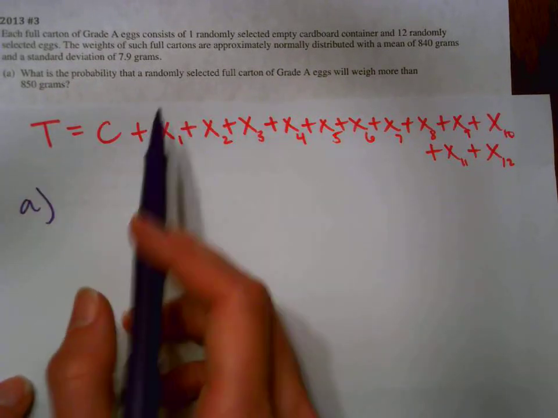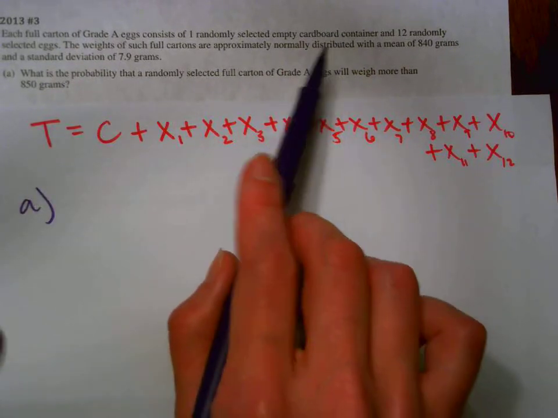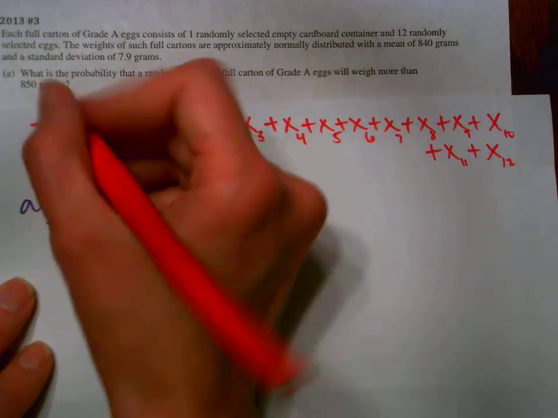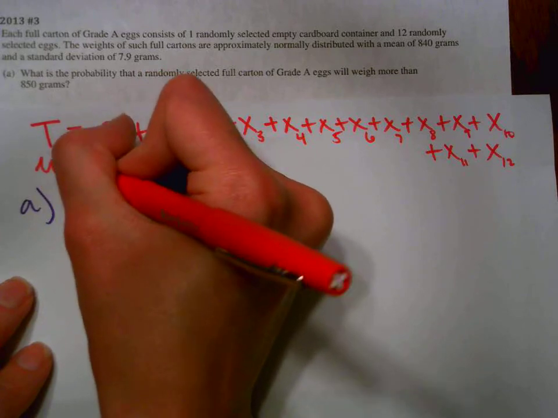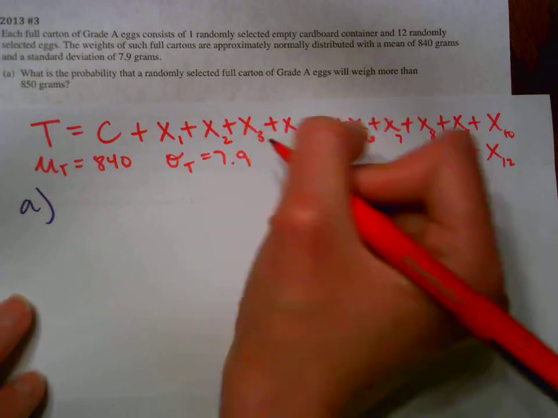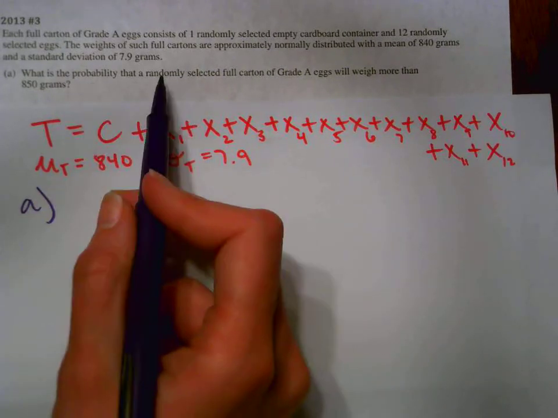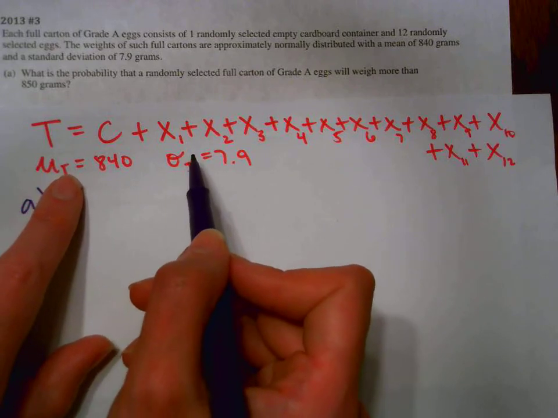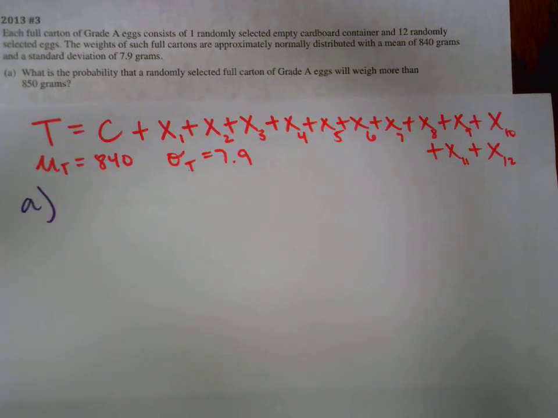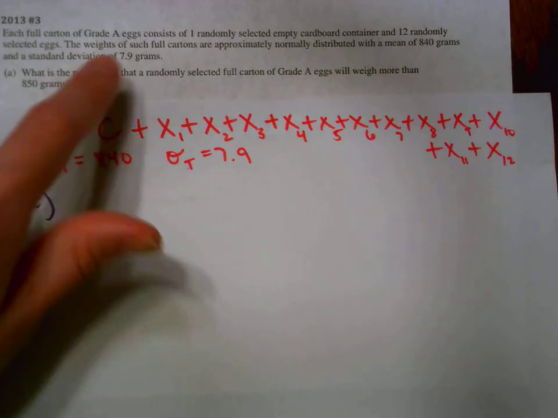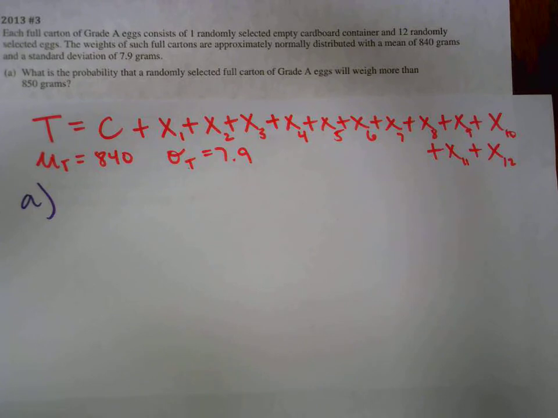So it says, what's the... oh, you know what? Hold on, let's also write down what they told us. So the mean of T, the total weight of the full carton, is 840, and the standard deviation of T is 7.9. So then it says, what's the probability that a randomly selected full carton, T, will weigh more than 850? If you think about this, this is a continuous random variable because it's grams, it's decimals, there's not going to be gaps. It could be 7.9, 7.99, and so on and so forth.